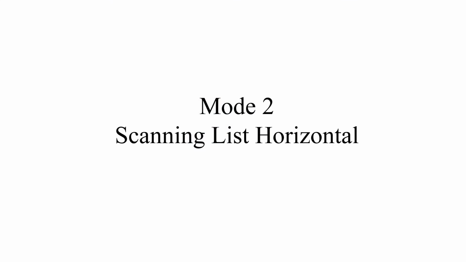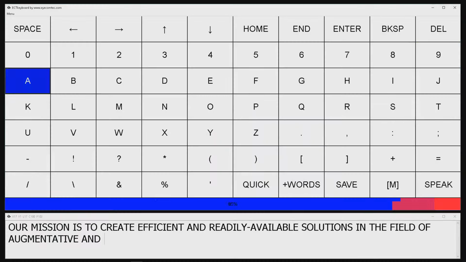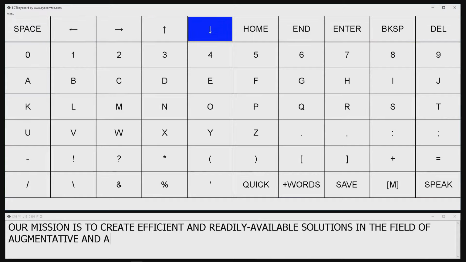Mode 2. Scanning list horizontal. A step-by-step working mode. In this mode, the keys of the virtual keyboard are highlighted one by one, from left to right, changing the row when the cursor reaches the border of the virtual keyboard. This step-by-step mode is the slowest mode of the program. Letter-by-letter scanning modes 2 and 2B are recommended for visually impaired people or patients with undue fatigability.